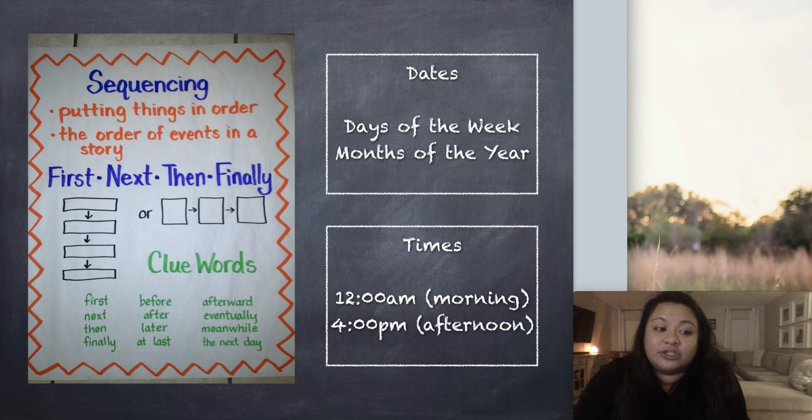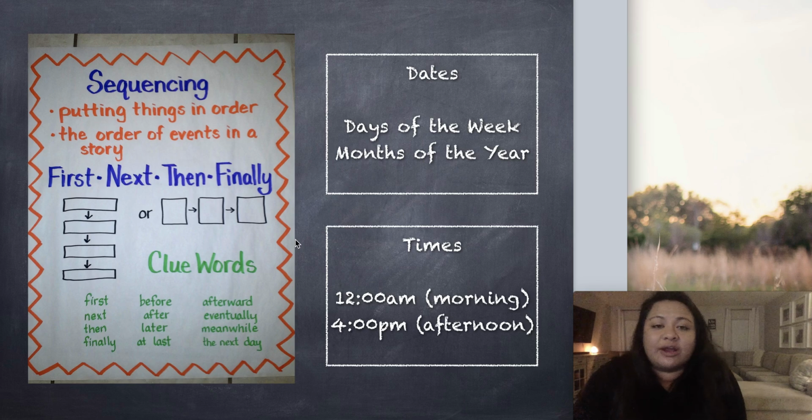Here is an anchor chart for sequencing. Sequencing is putting things in order, or the order of events in a story. And here are some words that have to do with sequencing. First, second, third, fourth, fifth, next, then, finally. And they gave you a list of clue words here. Some of the ones are before, after, later, at last, meanwhile.